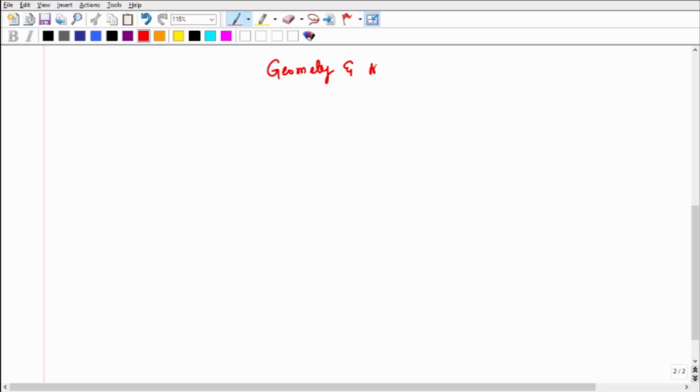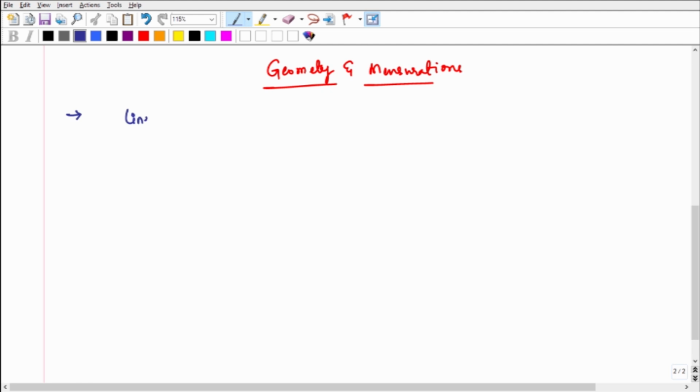Hello everyone. Today our topic is going to be geometry and mensuration. So we'll start with geometry and mensuration. First we'll discuss what are the topics which are in geometry and mensuration.